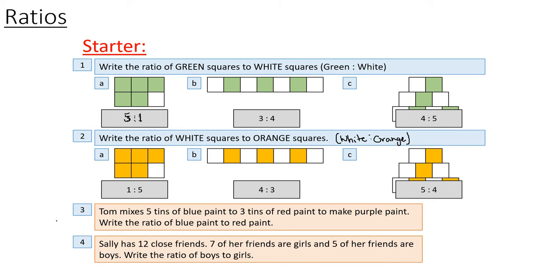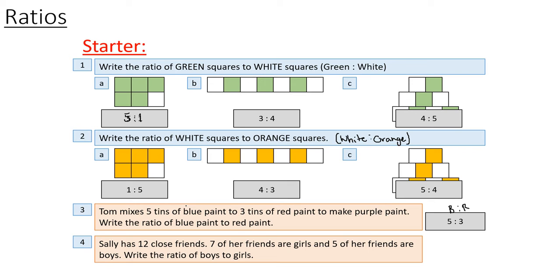Question 3, Tom mixes 5 tins of blue paint to 3 tins of red paint to make purple paint. What is the ratio of blue paint to red paint? So it's going from blue to red. I'll just abbreviate it, and it tells you that blue paint is 5 tins and red paint is 3 tins. So from blue to red, it's 5 to 3.